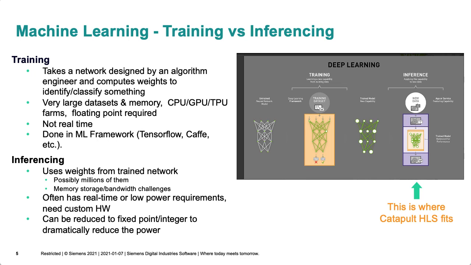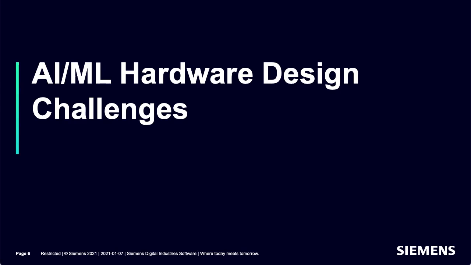Inferencing is taking the results of the weights from the trained network and deploying them on some type of hardware, either general purpose or custom. It is possible that there may be millions of weights that need to be stored in memory, and this can present memory storage bandwidth challenges. The inference engine often has real-time or low-power requirements and may require some type of custom hardware implementation in order to meet those performance requirements. Lastly, inferencing can often be reduced to fixed point or integer hardware to dramatically reduce both the area and the power. The design of the inferencing engine is where Catapult is used.